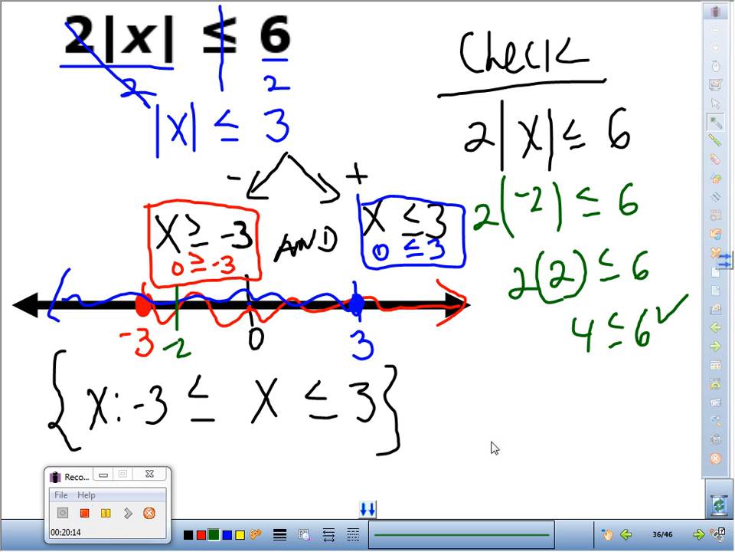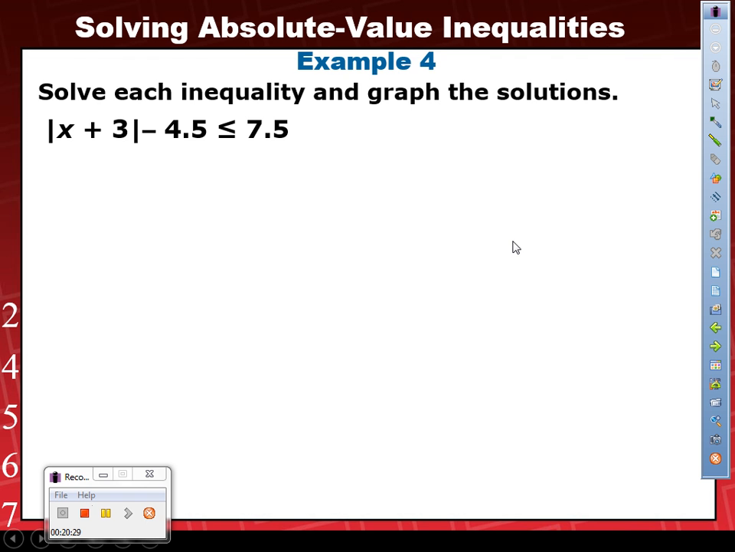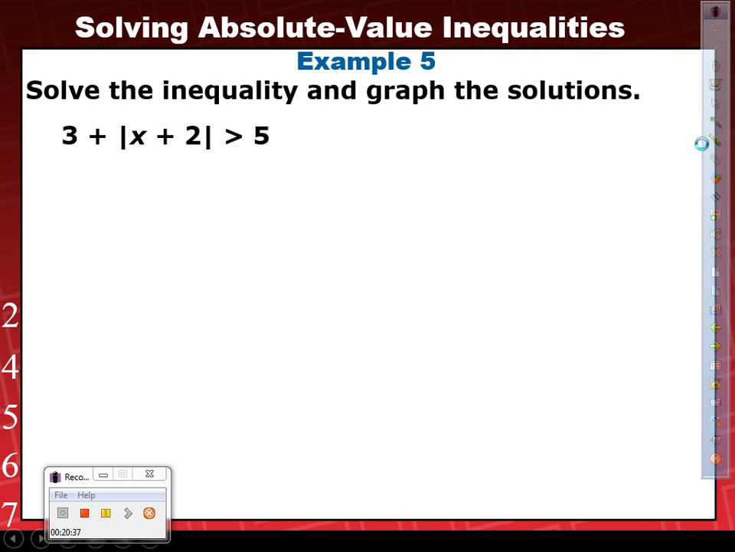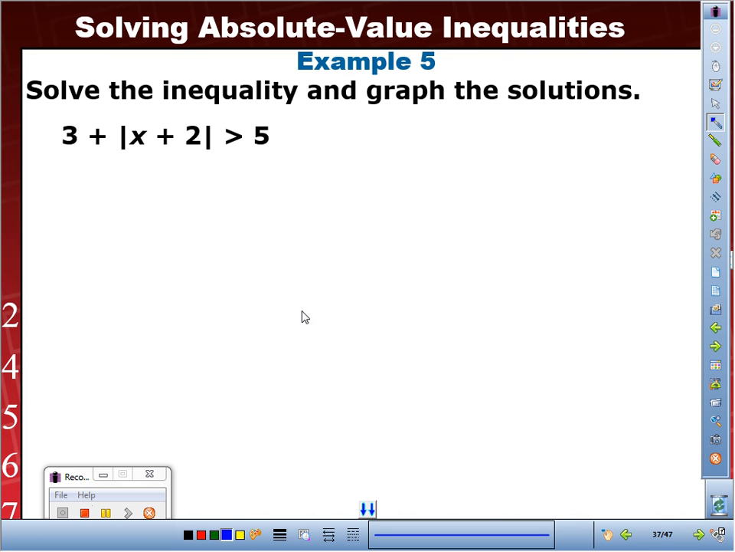Everybody got it? All right, so go back to the top of your paper, and now we're going to start on the right-hand side. Copy this next one down, please. This was example 3. This next one is example 4. Even though it says 5, copy and write example 4.